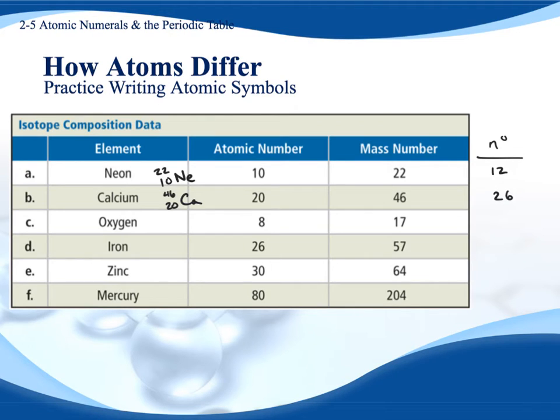We'll do one more, and then I'll have you guys do a couple of these for practice. So oxygen, it's got atomic number of 8, mass number of 17, so we've got O with a 17 over the 8. Again, we don't have to write the 8, we have to write the top number. And then the number of neutrons in that particular one would be 9. So try these last three here.